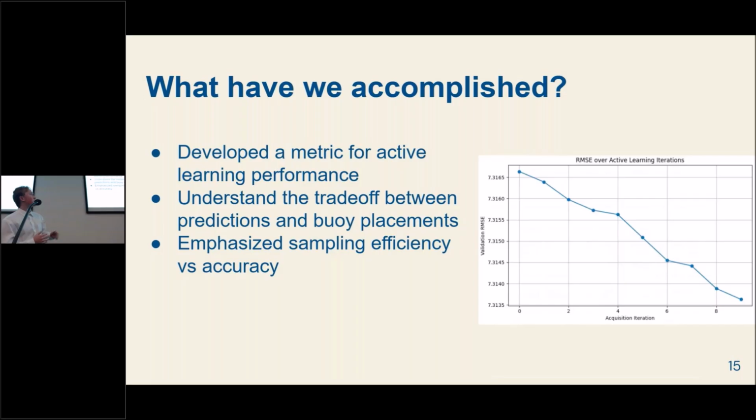Additionally, now we understand the trade-off between predictions and buoy placements. They don't necessarily coincide. And then we emphasize sampling efficiency versus accuracy. And so we find that the best active learning performers sampled a number relatively similar to the 300 buoys in active learning. And so the number of random points sampled needs to be close, but we also need to make sure they're not static because otherwise it relies on those static points too much.